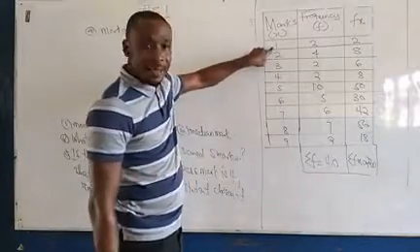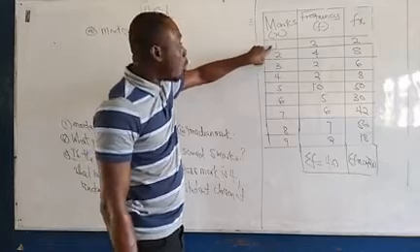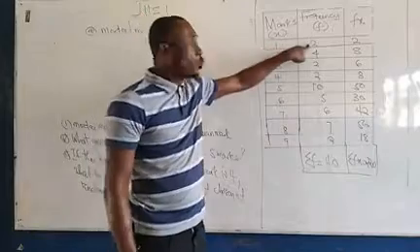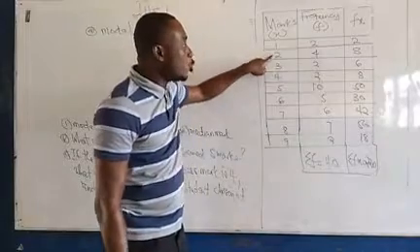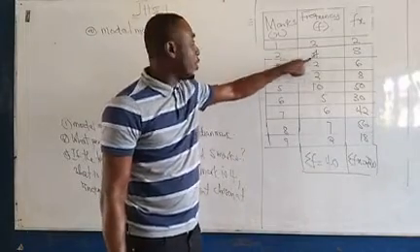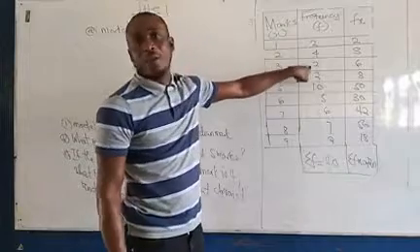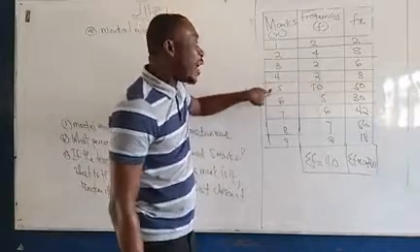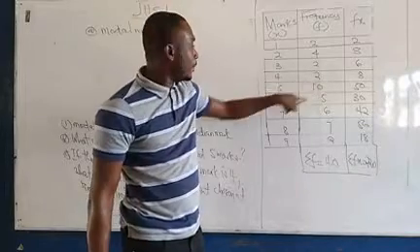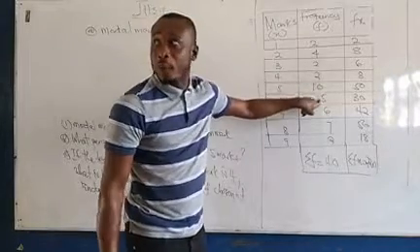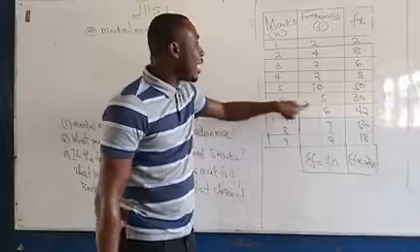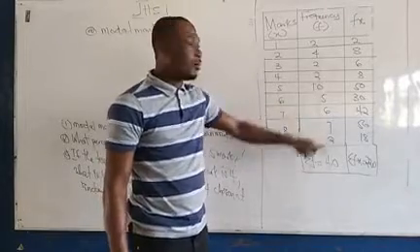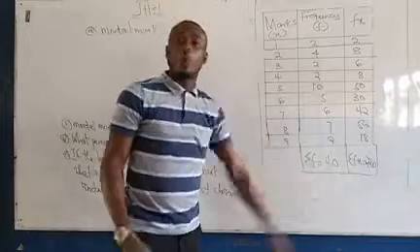When you look at mark 1, how many people scored 1? It's just 2 people. When you look at 2, you have 4 people scoring 2. 3, 2 people scoring 3. 4, we have 2 people scoring 4. 5, we have 10 people scoring 5. 6, we have 5 people scoring 6. 7, we have 6 people scoring 7. And 8, we have 7 people scoring. And 9, we have 2 people scoring.